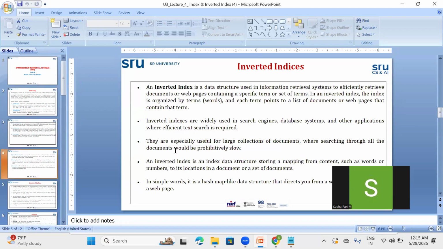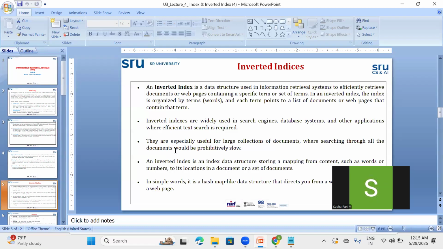Inverted indexes. Next, inverted indexes. An inverted index is a data structure used in information retrieval systems to efficiently retrieve documents or web pages containing a specific term or set of terms. In an inverted index, the index is organized by terms, words, and each term points to a list of documents or web pages that contain the term.